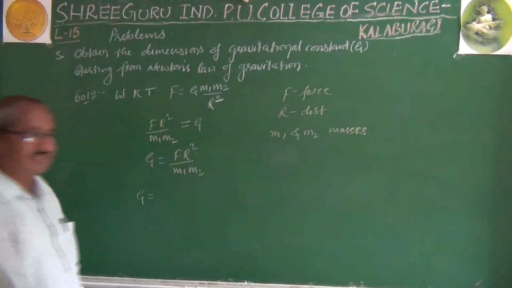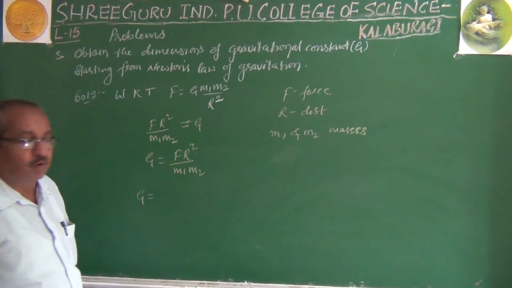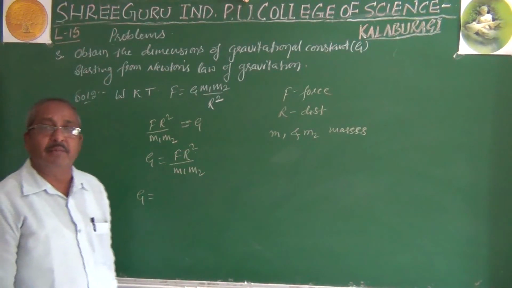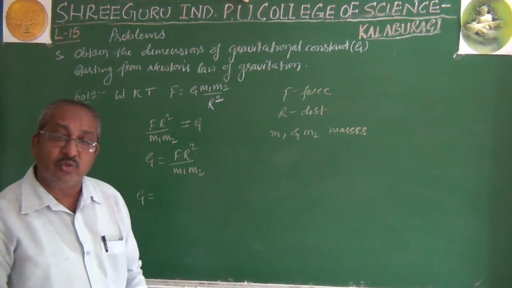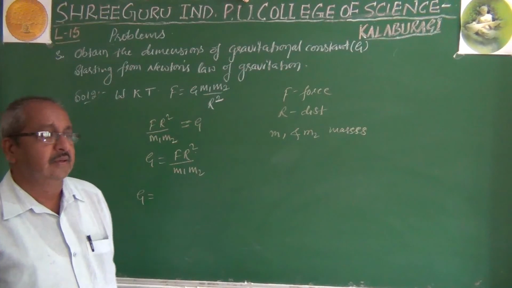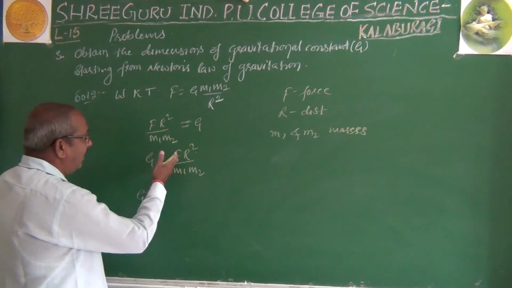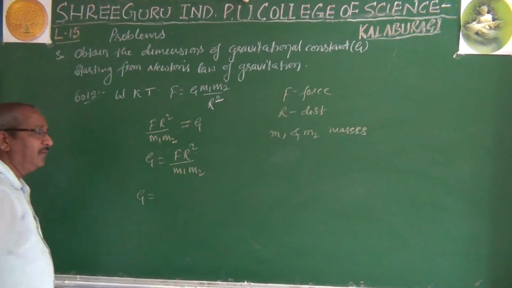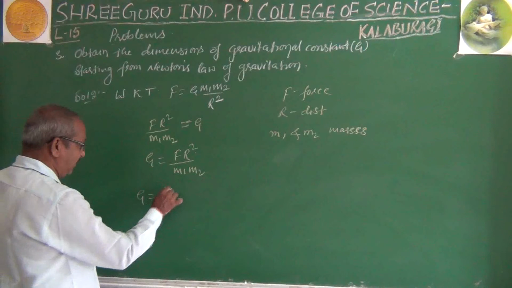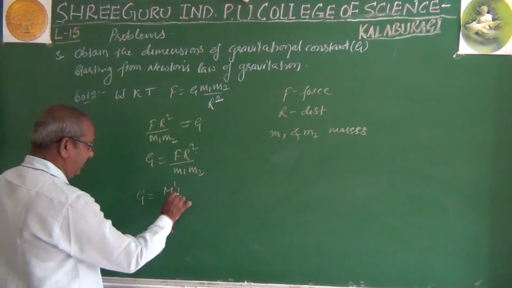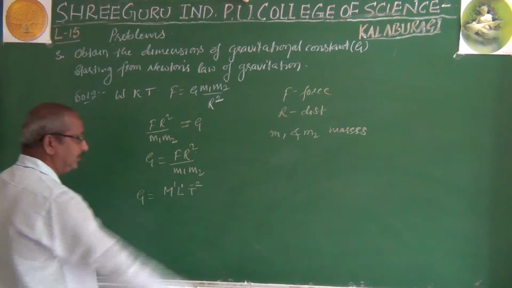m1 and m2 are masses. So here G equals F, F is force, and I already gave the dimensional formula for force. That you must remember. If you remember that, then only can we write it here, and therefore it is easy to simplify. And for force, the dimensional formula is M raised to 1, L raised to 1, T raised to minus 2.